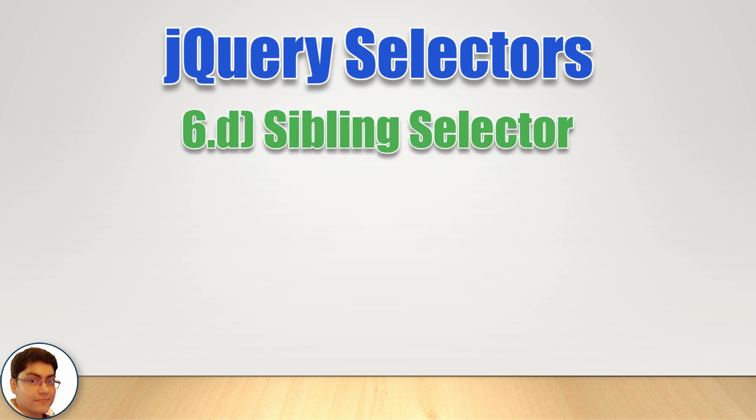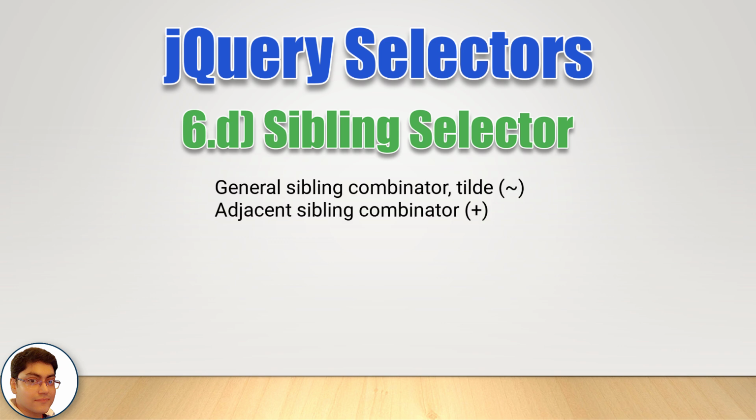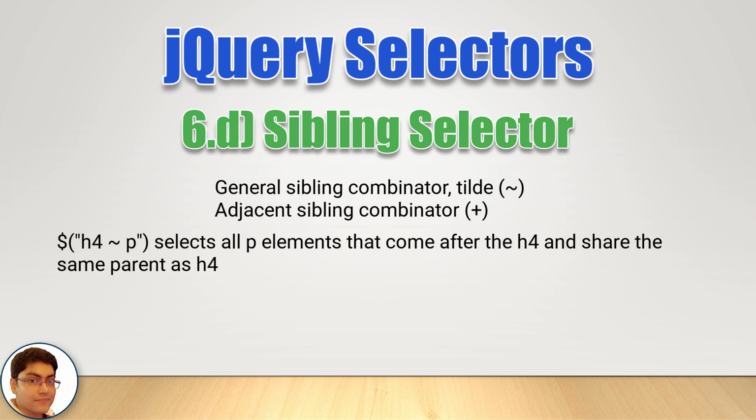D. Sibling selector. In jQuery, the sibling selectors are similar to the CSS sibling combinators. The two most common CSS sibling combinators are the general sibling combinator, tilde, and the adjacent sibling combinator, plus. The sibling combinator tilde selects all sibling elements that come after the current element, regardless of the order. For example, $("h4 ~ p") selects all p elements that come after the h4 and share the same parent as h4.